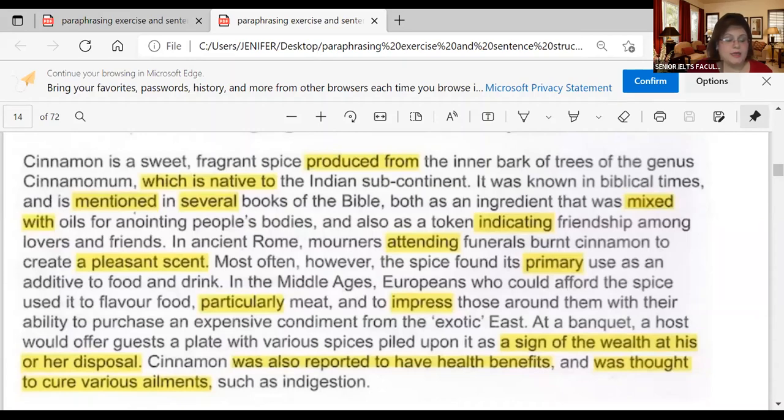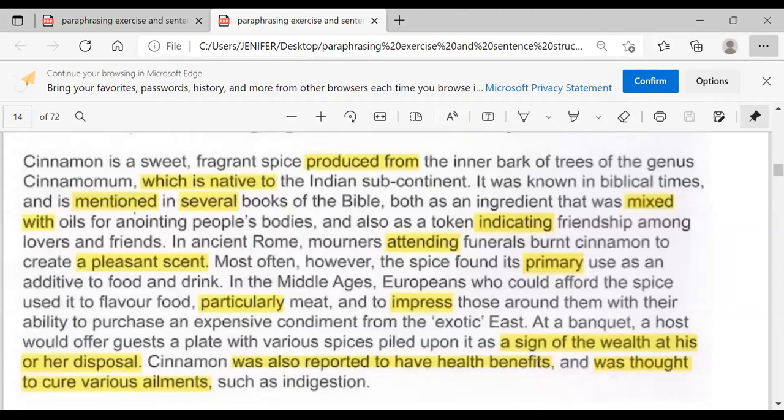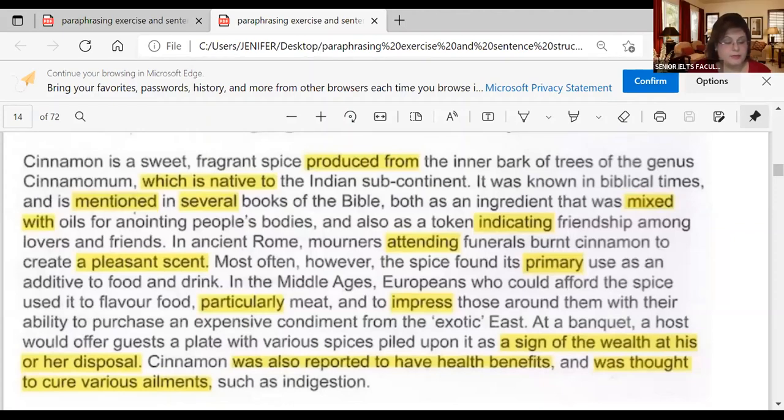And it's stated in a number of books in the Bible, both as an ingredient that was added to oils for anointing people's bodies, and also as a token that was a sign of friendship among lovers and friends. In ancient Rome, mourners participating in funerals burnt cinnamon to create a sweet smell. Most often, however, the spice found its main use as an additive to food and drink. In the Middle Ages, the Europeans who could afford the spice used it to flavor food, especially meat, and to leave a mark on.